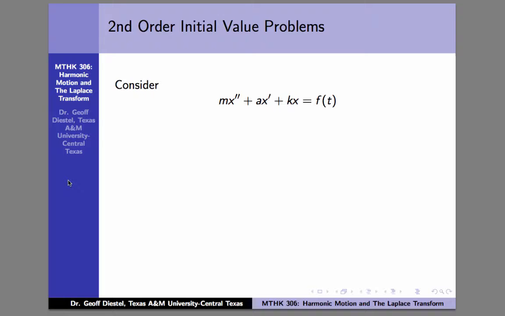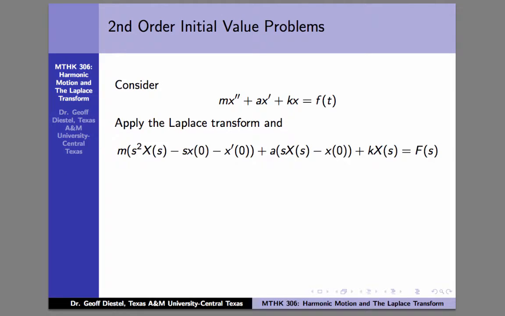So what do we do? We plug everything into our Laplace transform and we use linearity. And what happens? The Laplace transform of a constant times the second derivative is just a constant times the Laplace transform of that second derivative. And we have a formula for the Laplace transform of an nth derivative. So n is 2 in this case.